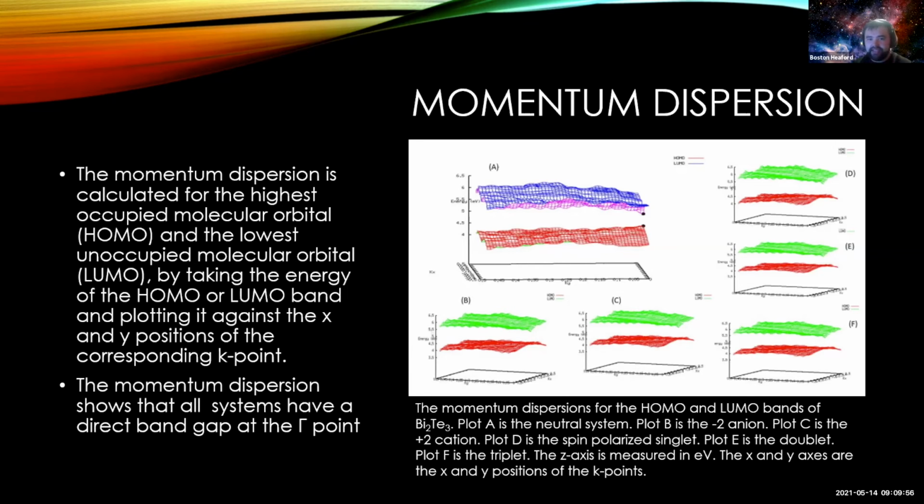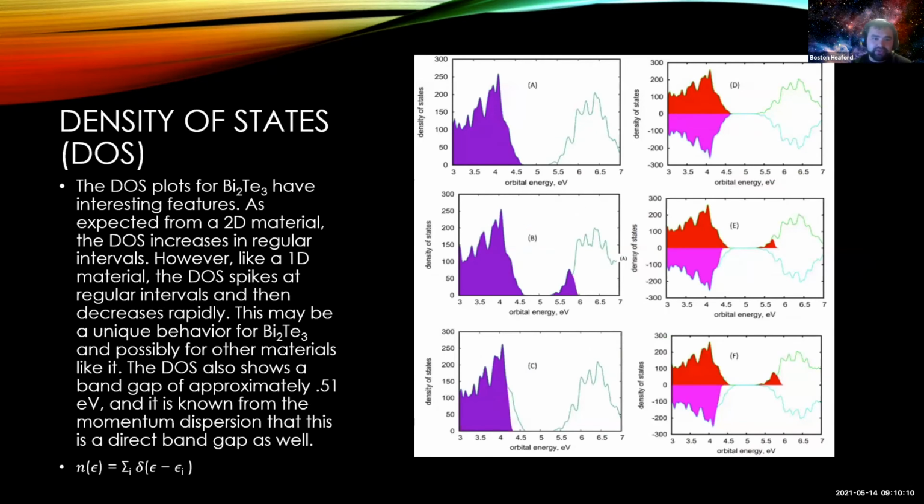Between the anions, cations, singlet, doublet, and triplet, the structure doesn't really change much. The bands just move up or down a little bit depending on the system, but the overall structure remains consistent. The density of states plots here as well show the anion, cation, plus 2 anion and minus 2 cation, and then singlet, doublet, and triplet for the neutral system. The density of states shows that the band gap is approximately 0.51 electron volts, and we know it's a direct band gap as well from the momentum dispersion previously.